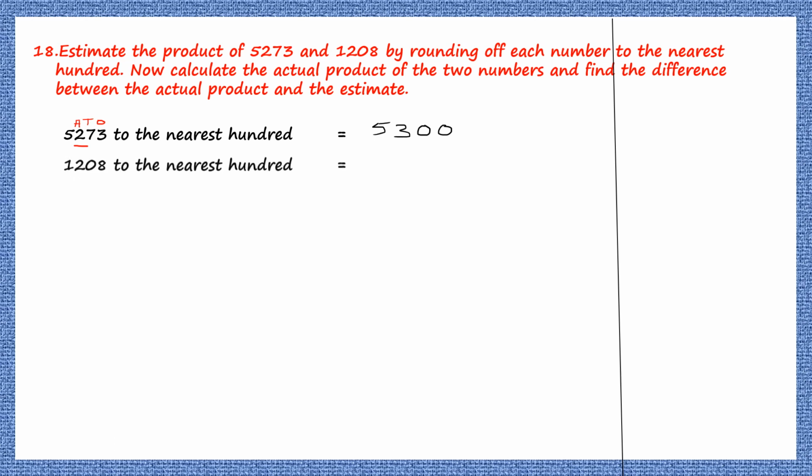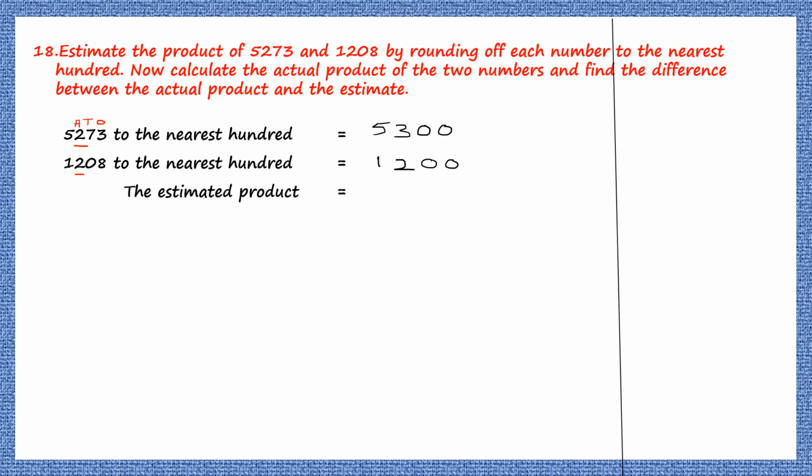5,300. Now we have to do the same thing here. Round off 1,208 to the nearest 100. In the hundreds place we have 2. To the right we have a digit that's less than 5. So 2 will remain the same. So 1, 2, and the other two digits will now become 2 zeros.